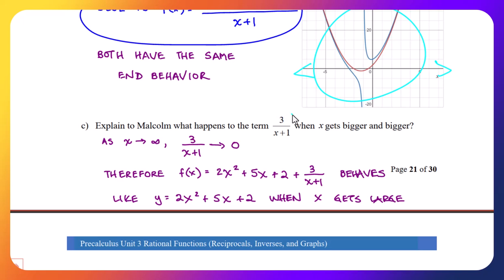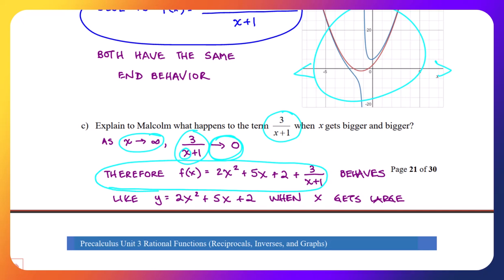And we just mentioned, here's the remainder. As x gets bigger and bigger and bigger, this fraction gets smaller and smaller and smaller, so that our polynomial and the remainder starts to behave just like just the polynomial without the remainder.